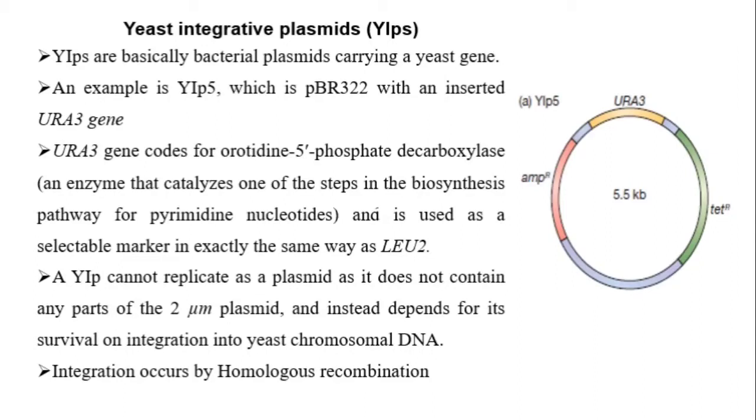The URA3 gene is used as a marker in exactly the same way as the LEU2 gene. We already said that the LEU2 gene, in the YEp plasmids, is involved in the synthesis of leucine. We insert the foreign DNA, in this yeast vector, into a host yeast cell that does not contain a functional marker gene. In this case, the host cell will be a URA3 mutant, and we insert this YIP plasmid into the URA3 mutant host cell.